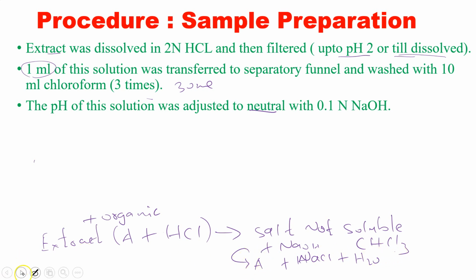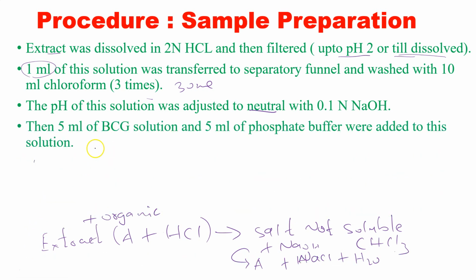Now this alkaloid, once it has been freed, we need to add 5 ml BCG, that is bromocresol green, and again 5 ml of phosphate buffer solution. See here, why are we taking 1 ml of the solution only? Suppose I have added almost 10 ml of HCl, and the extract was almost 1 gram. So in total it becomes roughly 11 ml. In some of the procedures they have given it directly and have not mentioned 1 ml, but most of the procedures show 1 ml.